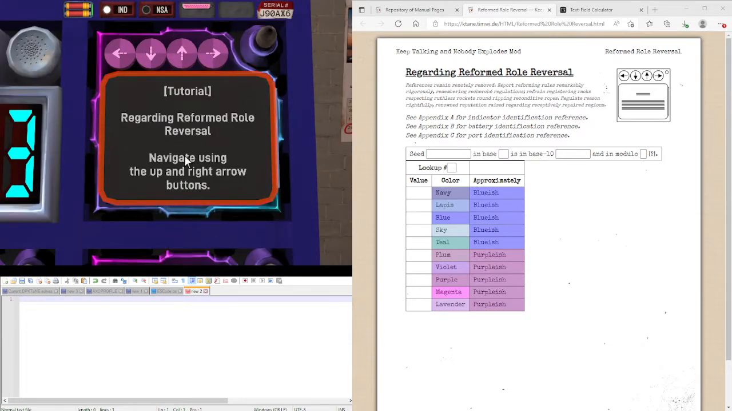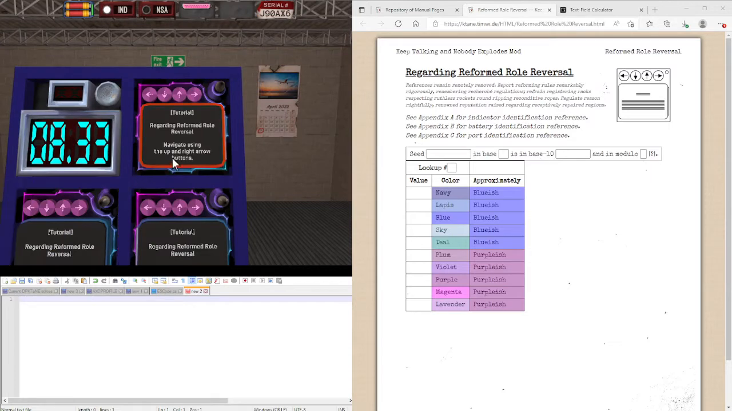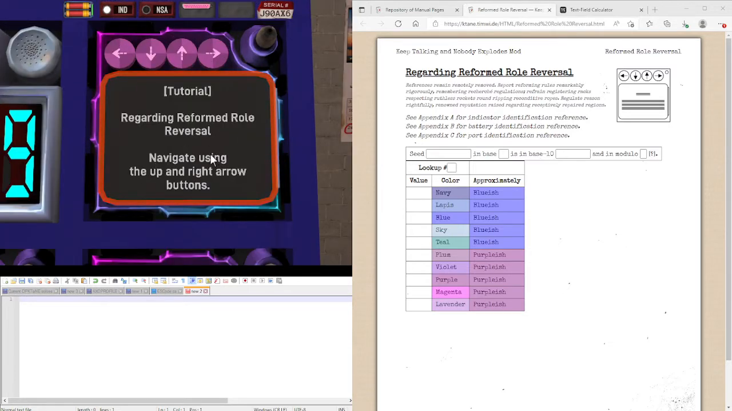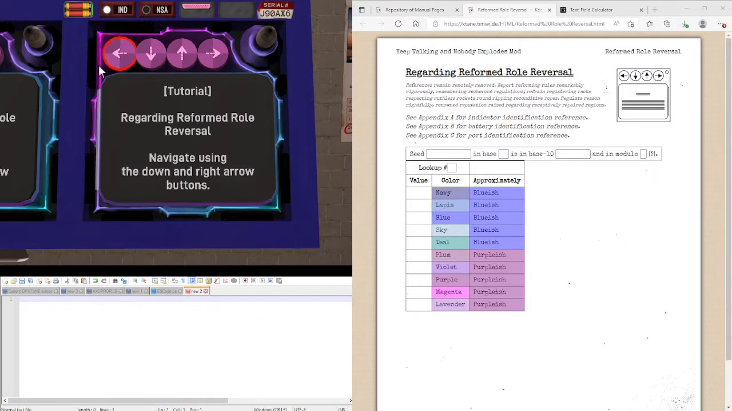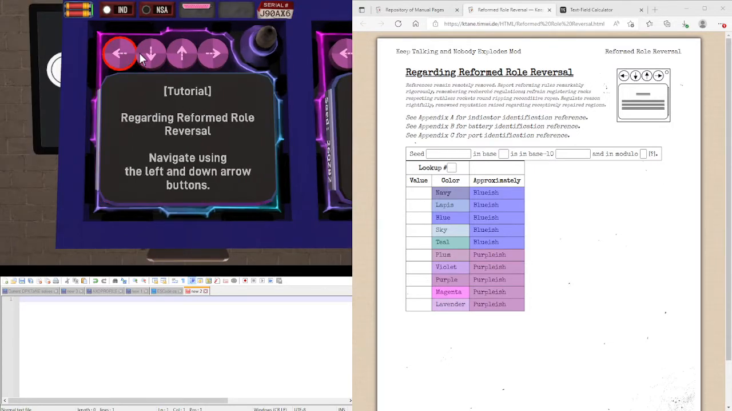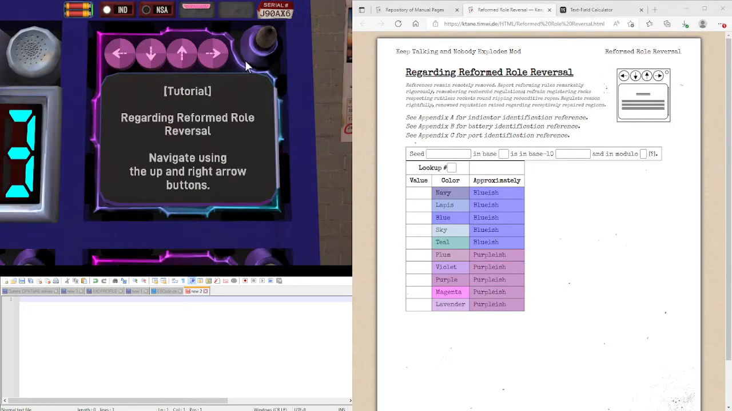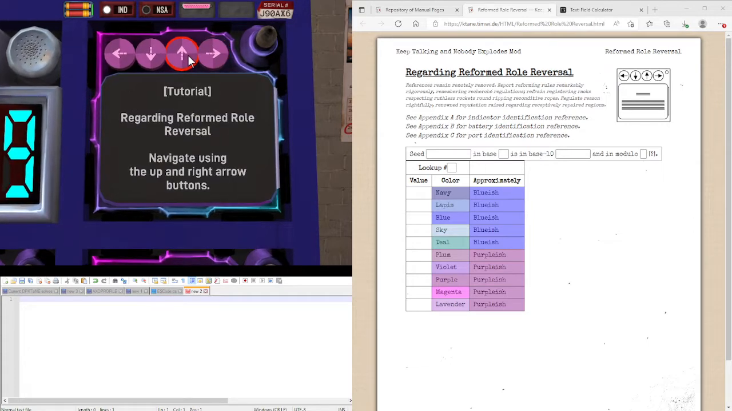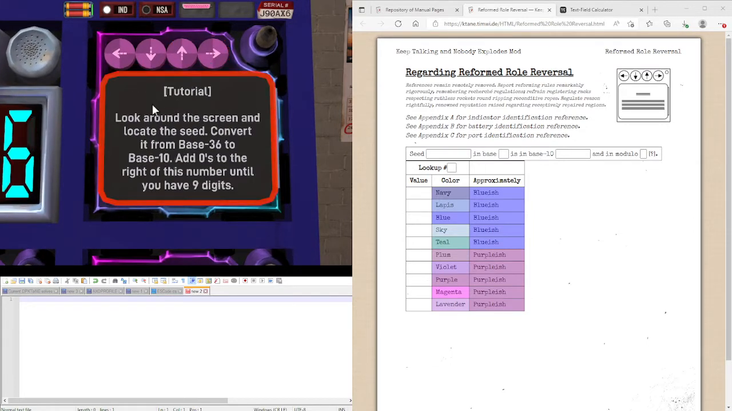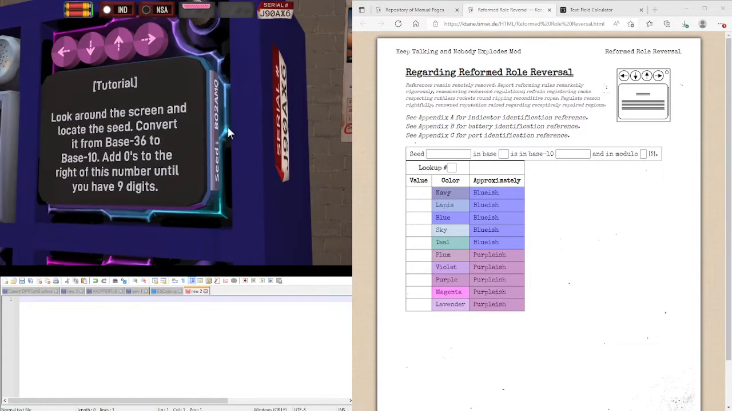So, first, note that the navigation buttons will change between modules. In this case, up and right are the scrolling pages. These two will take you into submission, so be careful. This is down and right, and this is left and down. So let's use it. Okay, so now up takes us to the next page, and this one will take us backwards.